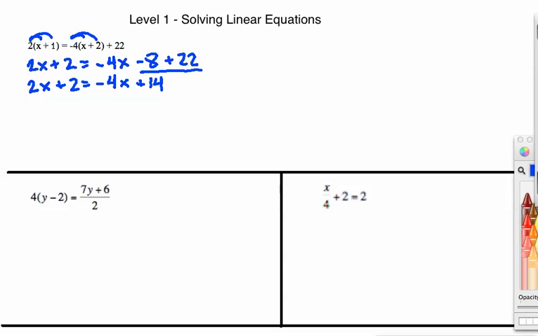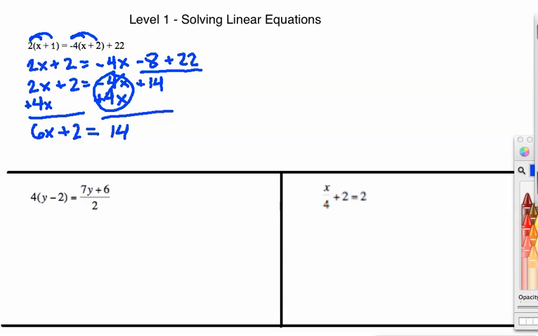Alright, now that both sides are as simplified as possible, we want to get all the x terms on one side and all the numbers on the other side. So let's move this -4x to the left-hand side. And we do that by adding 4x because we want this term right here to zero out and cancel. So what's going to happen is we'll have 2x plus 4x, which gives us 6x, and we still have that plus 2. The x's on the right canceled out, and all that's left is a 14.